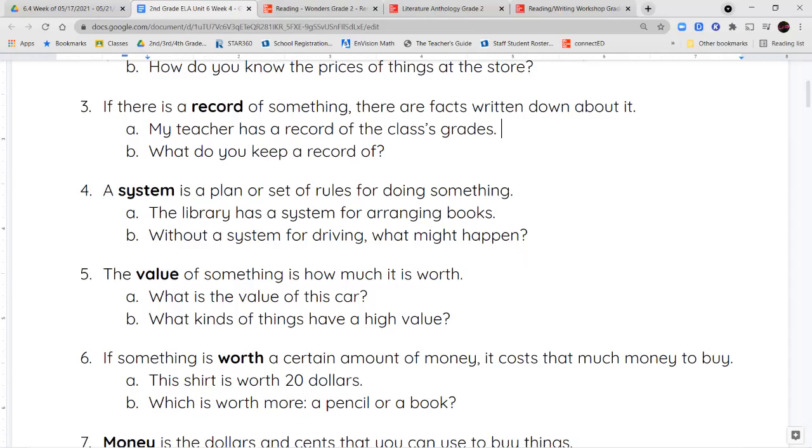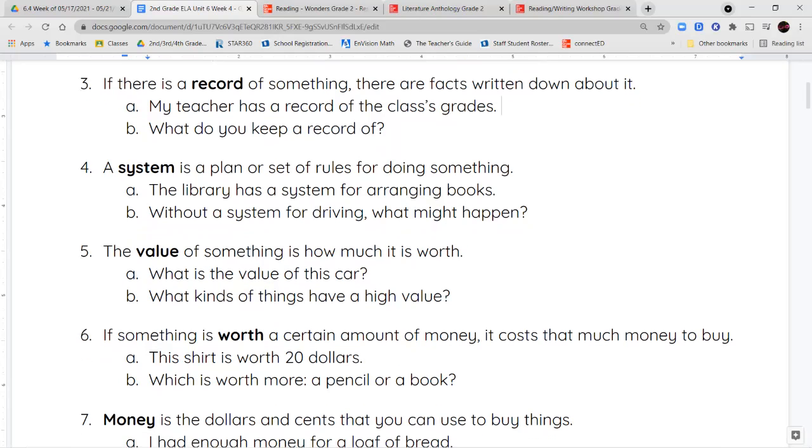Next, we have the word value. The value of something is how much that thing is worth. So if we're talking about, for example, the value of a car, we're talking basically about how much is that car worth, or how much money, for example, is that car worth? That's the value of it.